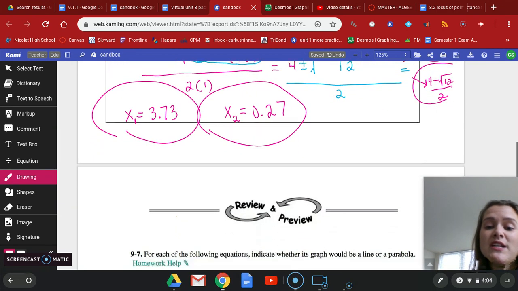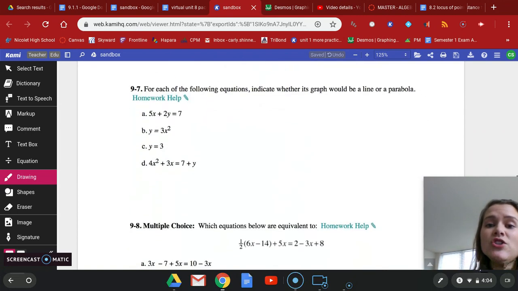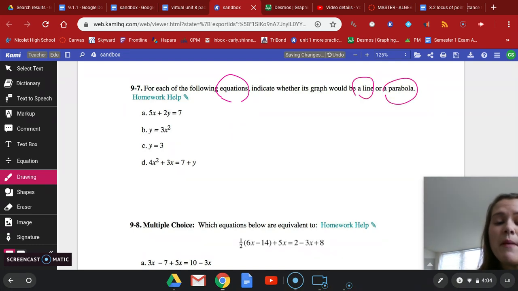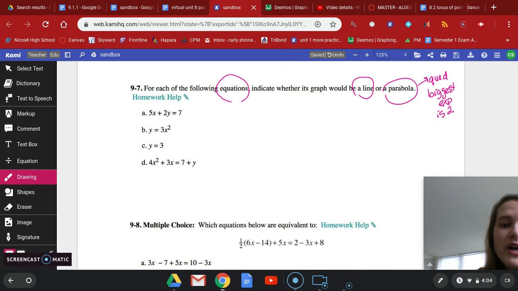So now, guys, it is really important that you try each of these homework problems, okay? So with the time we have left, I can get you started on the homework here. For each of the following equations, indicate whether it's a line or a parabola. So remember, parabolas are when it's a quadratic, so when my biggest exponent is 2, okay? So let's take a look-see here. When do I have a biggest exponent of 2?